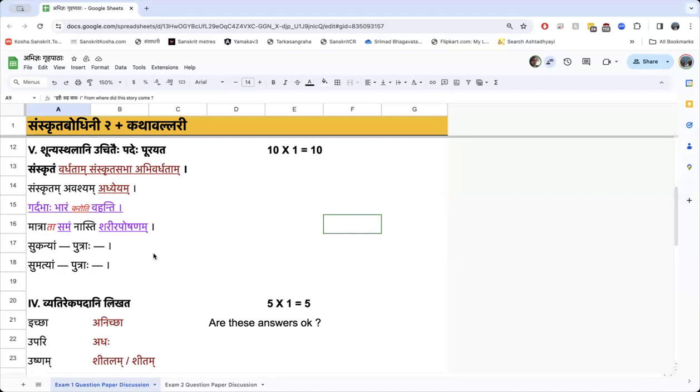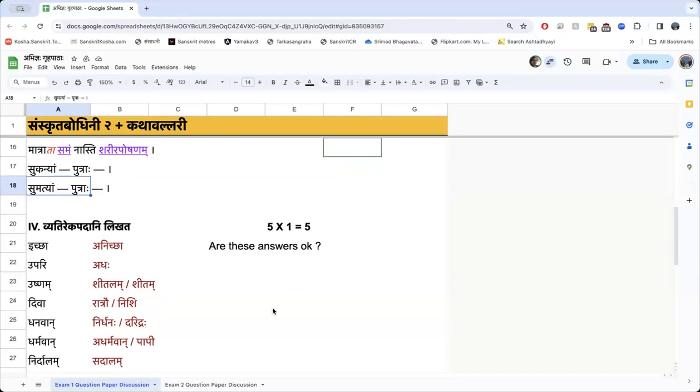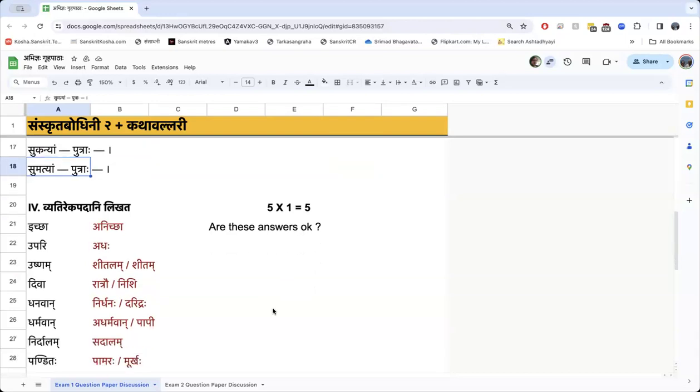If you have read the whole thing, you will know on your own when you see the question paper that these are all spelling errors and that you have to correct them. And during that time, I will definitely be there. If you have any question, you can message me and we can do that. So Sukanyam is wrong. Sumatyam is correct, I guess. Suruchi and Sumati. Okay, Keshini and Sumati. Sumati, correct. Next is Icha Anicha.